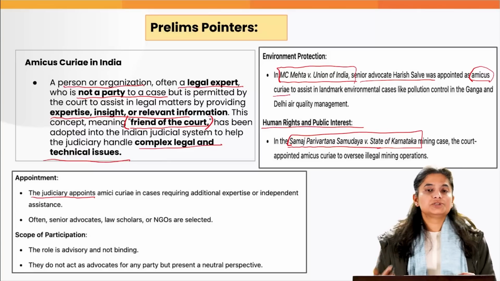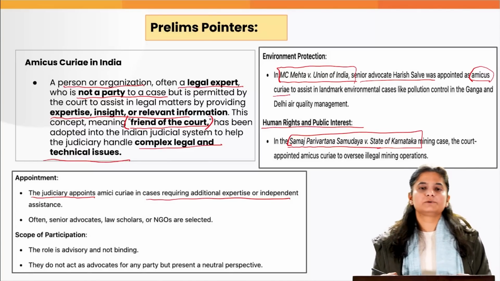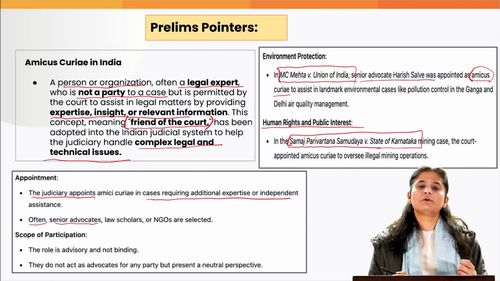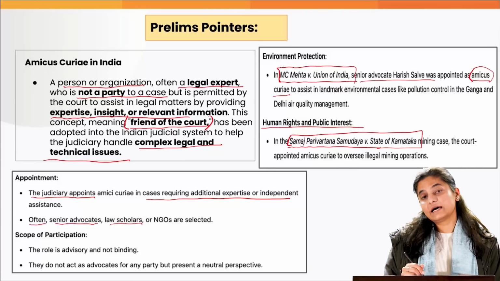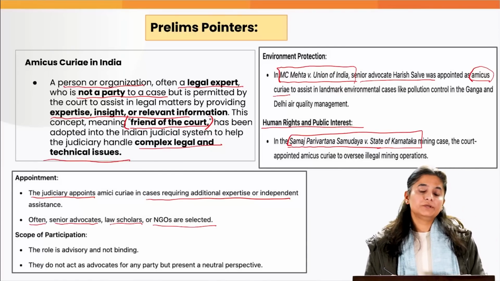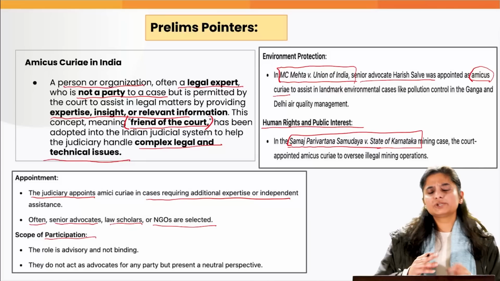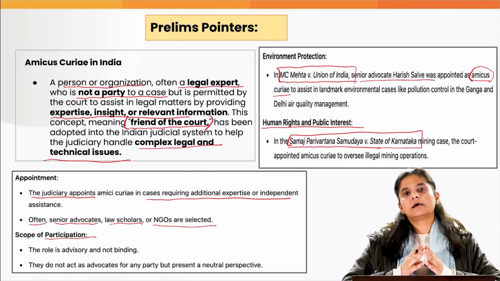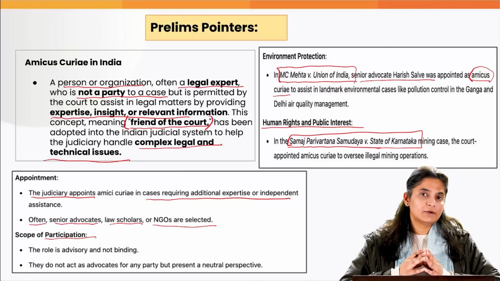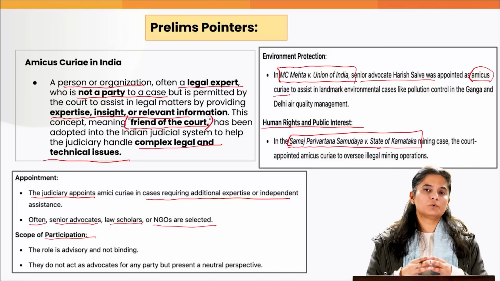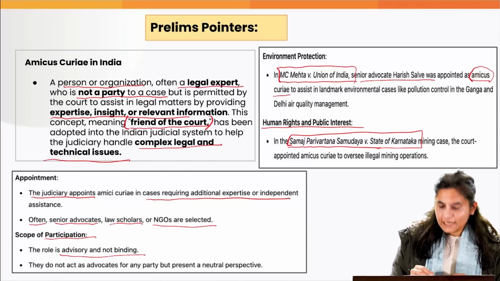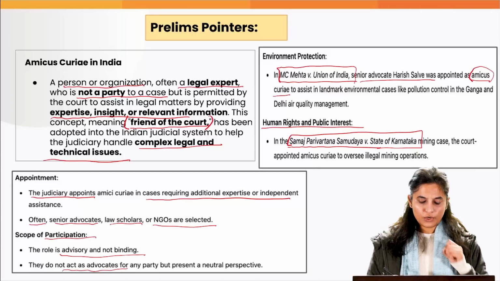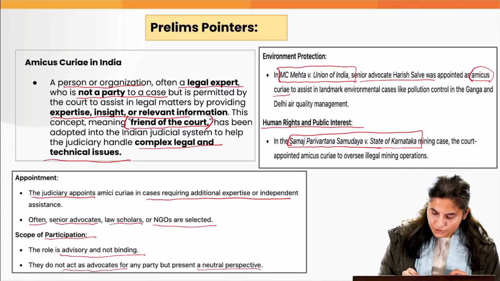Appointment, like I said, is done by the judiciary itself in cases where additional expertise or independent assistance is required. Mostly they are senior advocates. It could be law firms also. It could be law scholars, or NGOs have even been used in certain cases. Now, if an amicus curiae participates, that doesn't mean the information and facts given by the amicus curiae are binding on the court or on the parties. No, it is just to help with the process of information. It's not binding, it's advisory, it's legal expertise, and they of course do not act as advocates for any of the parties but just stay there as a neutral perspective.